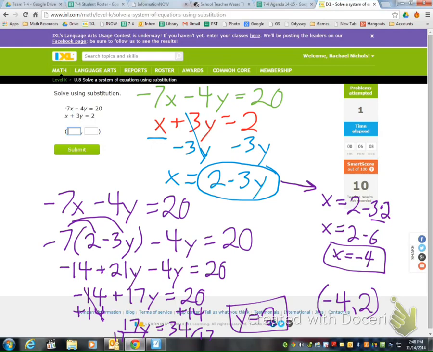So, solving this, we subtract 3y and we get x equals 2 minus 3y. Then we take that value for x and plug it into the other equation. Replace x with 2 minus 3y. Work that out until you get a solution for y. Plug that y back in, and you can plug the y into either here or here. If I put y being 2 in here, I'd have negative 7x minus 8. You add the 8 over here, we'd have 28, divide by negative 7, and you get negative 4.